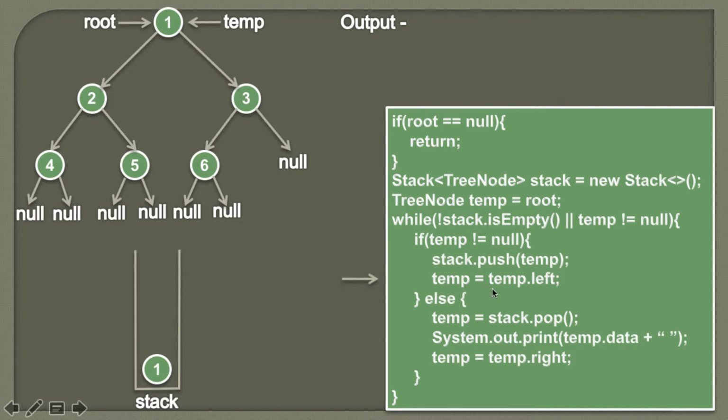In the next step we simply traverse temp to its left, because we have to first visit the left subtree. Therefore we are assigning the value of temp dot left to temp. Here temp left is the node 2. Therefore now temp will point to the node 2. So it would look something like this. The temp is now pointing to the node 2. Moving ahead.